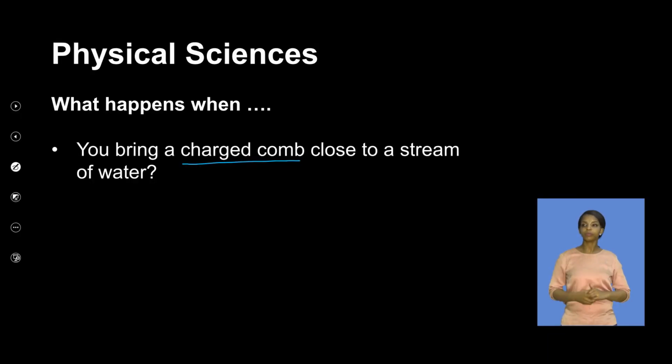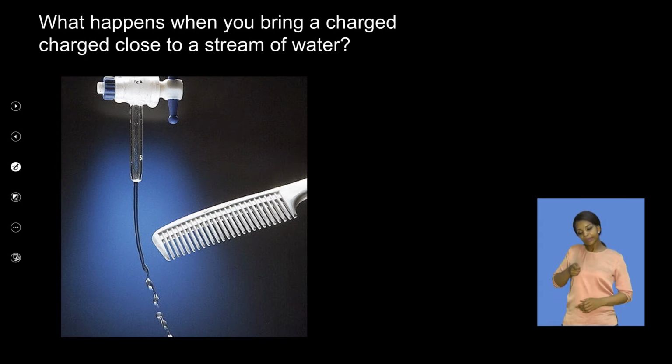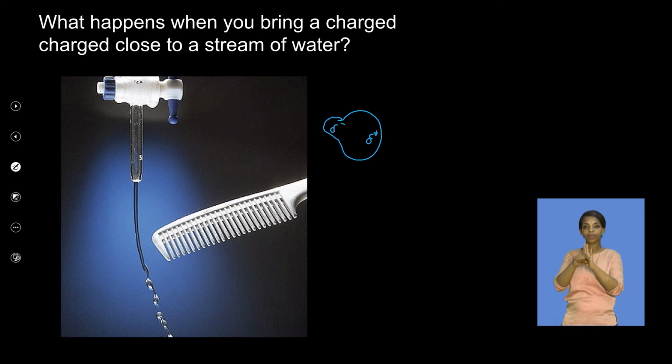So if the comb is charged, and then we bring it closer to a stream of water, this is the demonstration that I'm talking about. You'd have observed this maybe at home. You'd realize that the stream of water bends. Now, what does that say to us? There is a force that exists between the comb and the water. Water in its very nature is polar. We've spoken about polarized. It means the water molecule actually has a side which is positive and a side which is negative, right? So water is polarized.